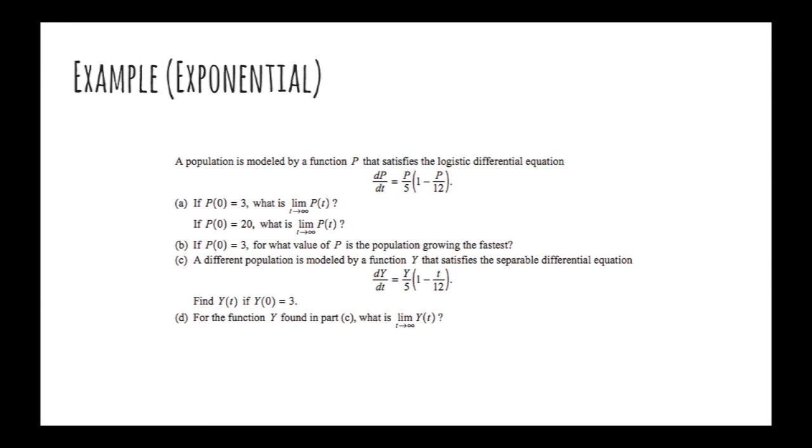Part C brings in the exponential part. Before was logistic, now it'll be exponential. If a different population is modeled by the function y that satisfies the separable differential equation dy/dt equals y over 5 times (1 minus t over 12), then for this one, I'd say solving would be easiest. It's quick, you don't have to think, you just solve for y.